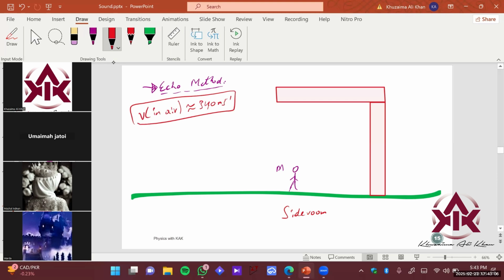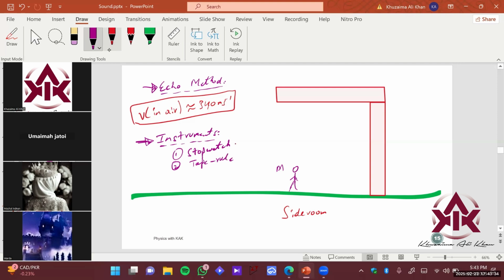Okay. So now she basically has some instruments at her end, and they are as follows. She has a stopwatch, right? And she has, let's say, a tape measure. Okay, a tape rule.